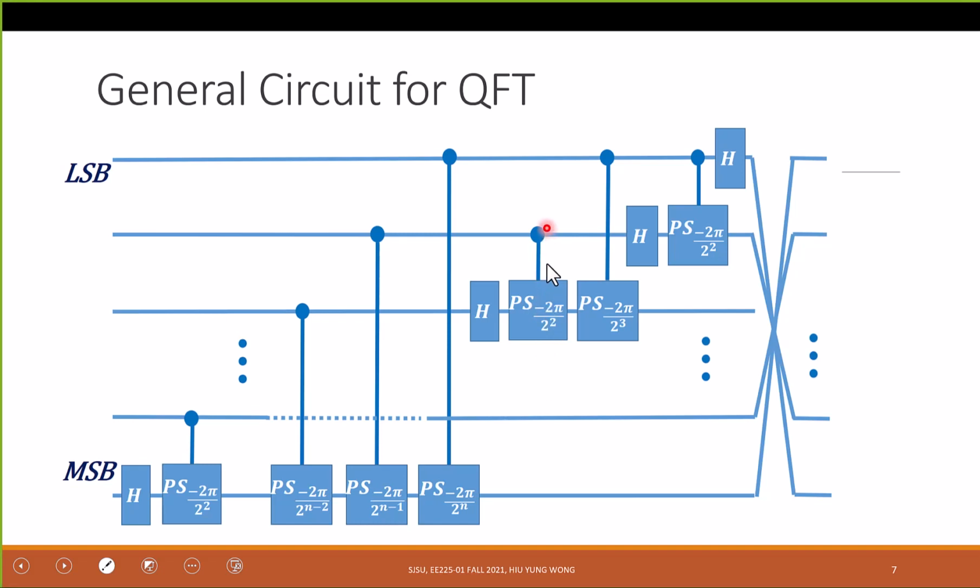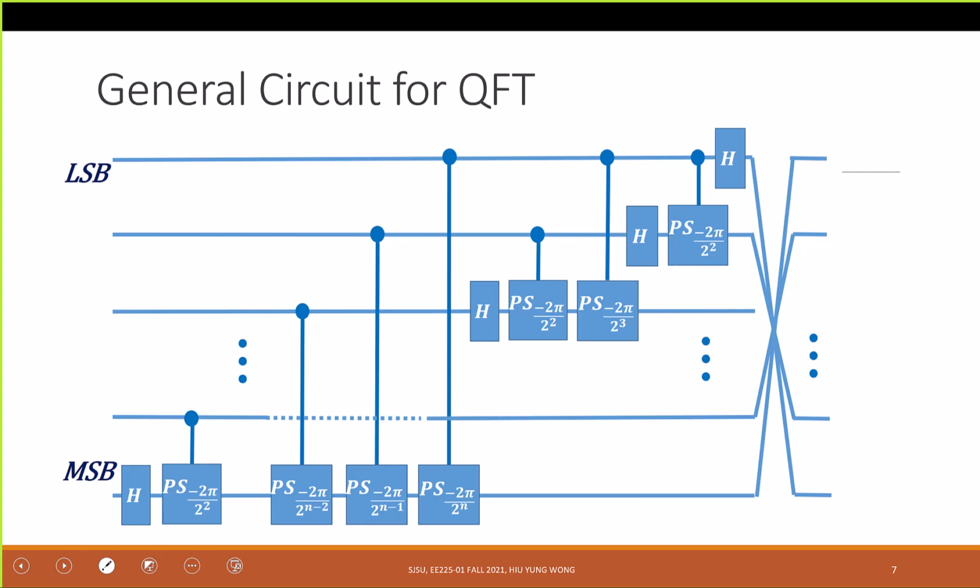If it is next to me, it is negative 2 pi divided by 2 to the power 2. Next to me is 2. One more away from me is 3. So if I'm at the last one, the one next to me is 2 to the power 2. The furthest away from me is n minus 1, right? But it is n, so I also get negative 2 pi divided by 2 to the power n. Now that's how I try to memorize the circuit.